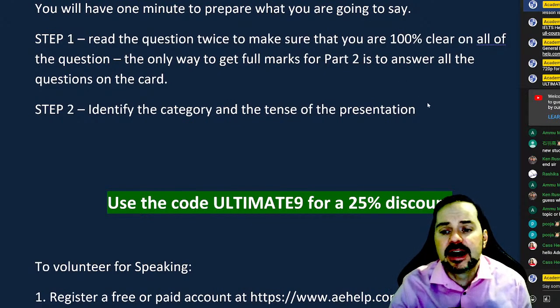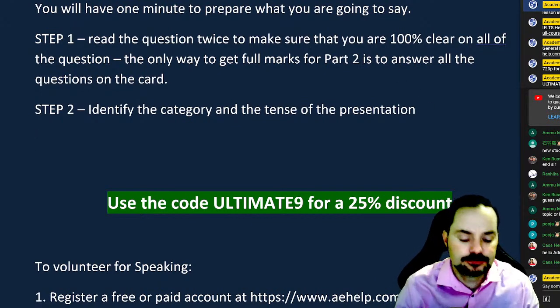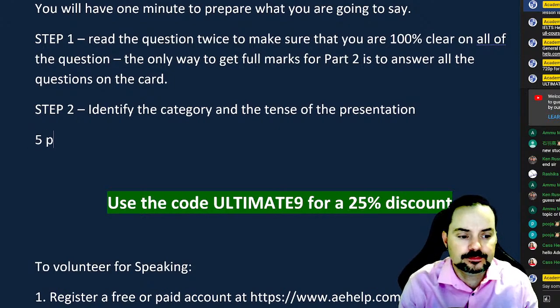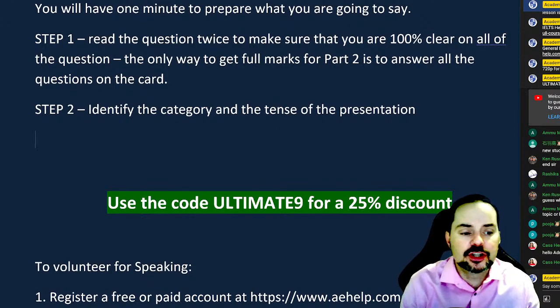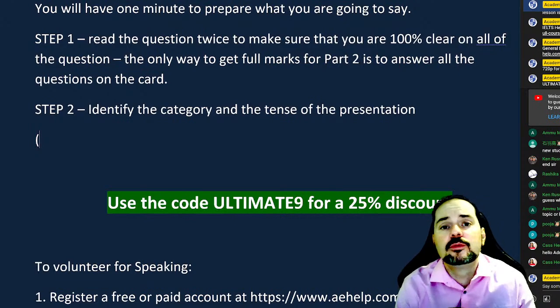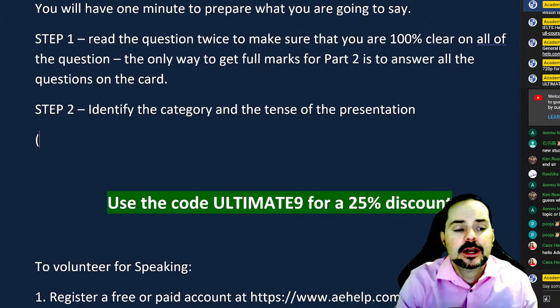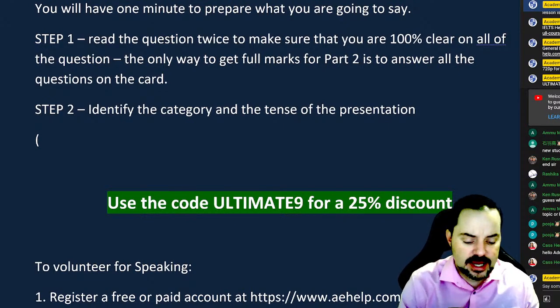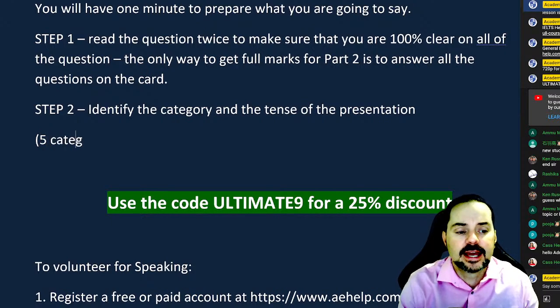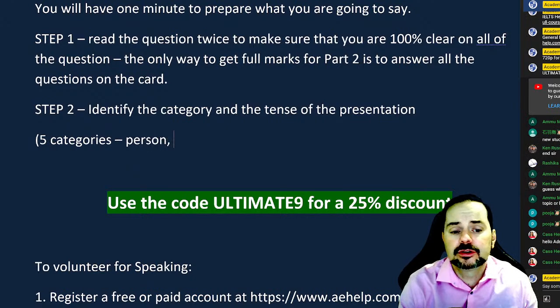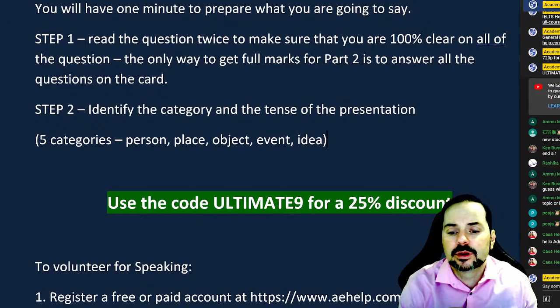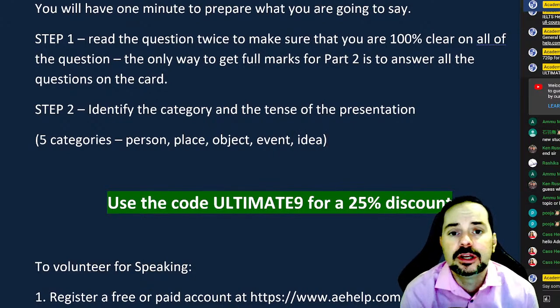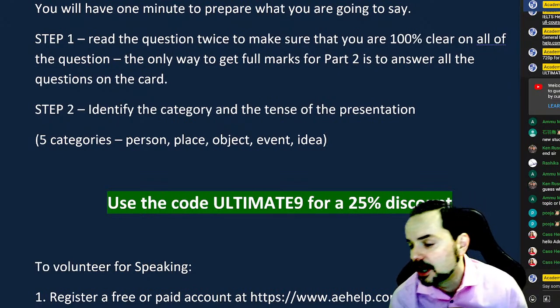And there's basically five categories, okay? So keep this in mind, and each one has a unique way to talk about it in a clear, structured way. So five categories, okay? You might talk about a person, a place, an object, an event, or an idea, okay? And each of these has a unique way to clearly talk about it.